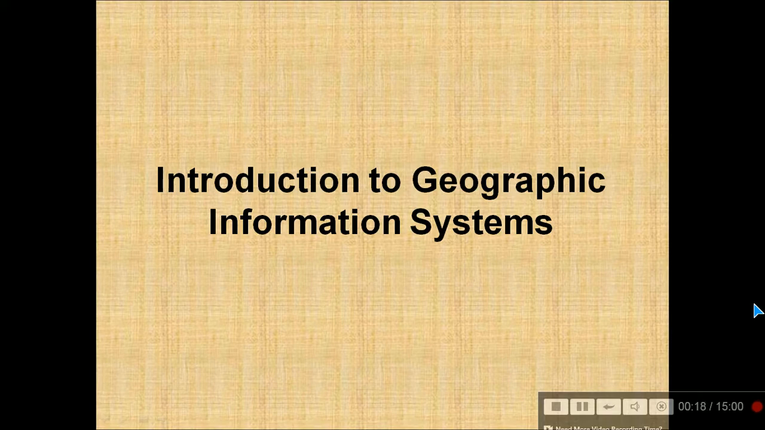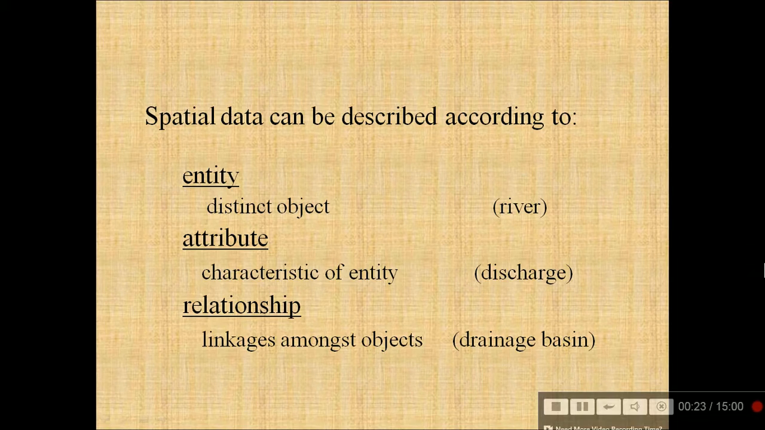Let us have some introduction to geographic information systems. In a geographic information system, we talk about spatial data, which can be described according to its entity. That is, it has to be a distinct object like a river. The attributes of the entity, like what is the characteristic of a river, discharge of water, and what are the relationships with different objects in GIS. So we have the drainage basin as the linkage among objects.